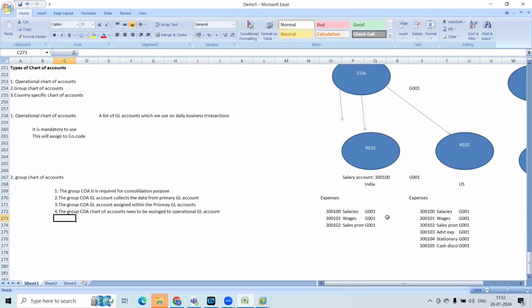And one more thing, here you cannot post directly to the group GL account. You should post to your operational GL account. Then only it will update the group GL account. You cannot post directly to the group GL account.